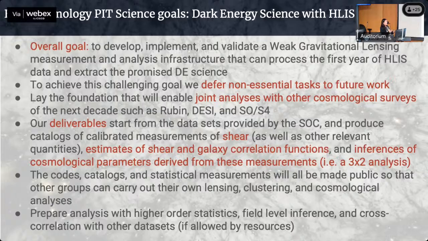Our deliverables start with the data sets provided by the SOC, and then we produce catalogs of calibrated measurements of shear, and some other observables. That goes into an inference pipeline, and then we derive cosmological parameters. All of these codes, catalogs, and statistical measurements will eventually be made public, so that other groups can work with these to do their own analyses. We would also like to prepare people to do analyses beyond the standard dark energy ones.